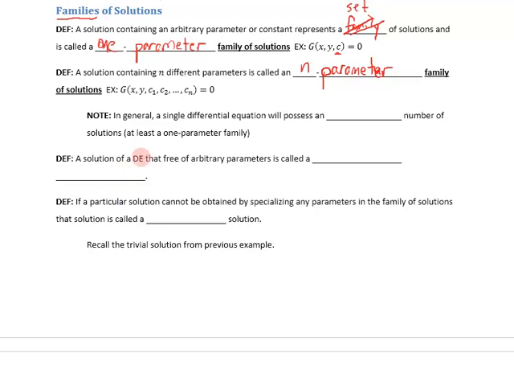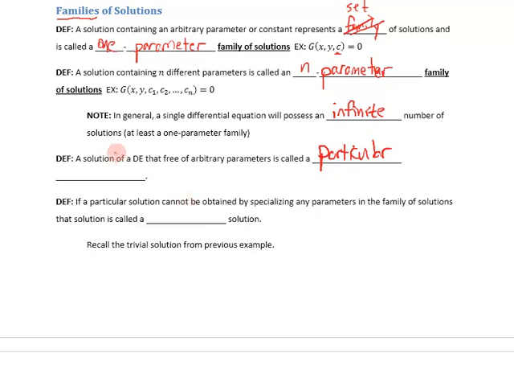Now, here's what's interesting. A single differential equation will actually possess an infinite number of solutions. We saw before that we checked one solution in one differential equation. It turns out that differential equation actually had an infinite number of solutions. Now, if you have a solution that doesn't have a parameter in it, like the ones we looked at before, I made no claim earlier that those were all of the solutions, just that we wanted to check if that one was a solution. If you have one that doesn't have a parameter in it, we just call it a particular solution.